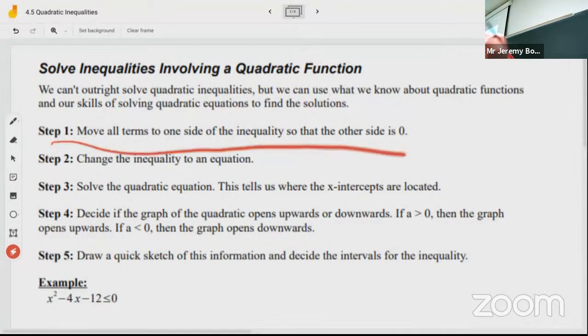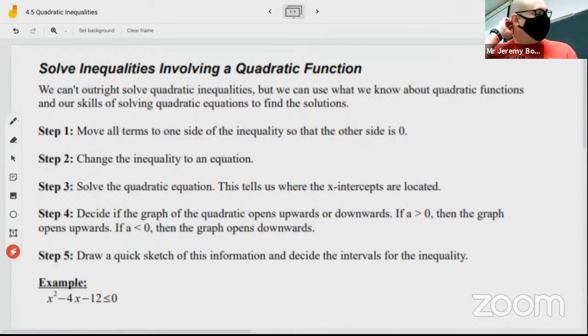So the first thing, you want to move all terms to one side of the inequality so that the other side is 0. Just like when we were solving a quadratic equation, you want to move everything to one side, unless you're doing a square root method. But normally you want to move everything to one side, factor it, and go from there. Same idea here. We want to get it in reference to 0 so that way we can use those intercepts.